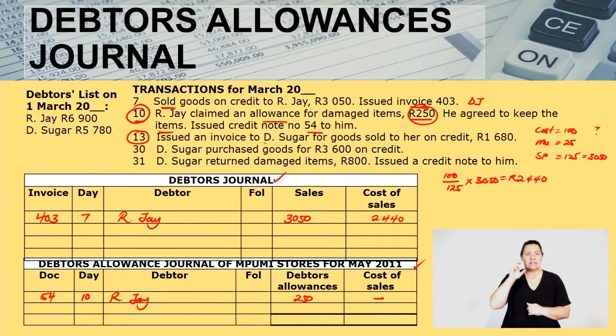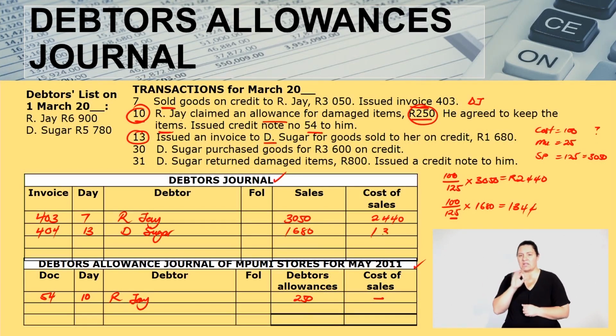Issued an invoice to D Sugar for goods sold. So I'm coming here now. So it's going to be invoice 404. The date, it is the 13th. Who is this? D Sugar. How much was the invoice? 1,680. You remember now, we already have to calculate what? My cost. 125. You remember why 25? Markup is 25%. Multiply this by 1,680. How much do you get? Quickly punch that in your calculator. 1,344. I'm coming here. 1,344.